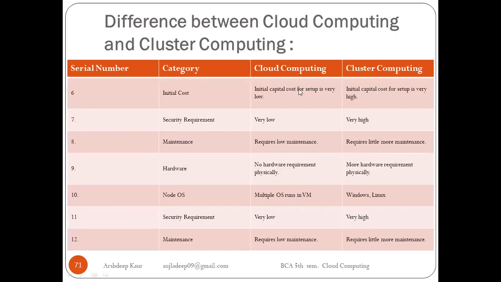Initial cost: setup cost is low in cloud, and high in cluster. Security requirement in cloud is very low, in cluster it's very high. Maintenance: cloud requires low maintenance, cluster requires a little more maintenance compared to cloud. Hardware: in cloud no physical hardware is required because everything is on the cloud, and in cluster hardware is required physically. Node operating system: cloud supports multiple operating systems running in virtual machines. Cluster supports only Windows and Linux.